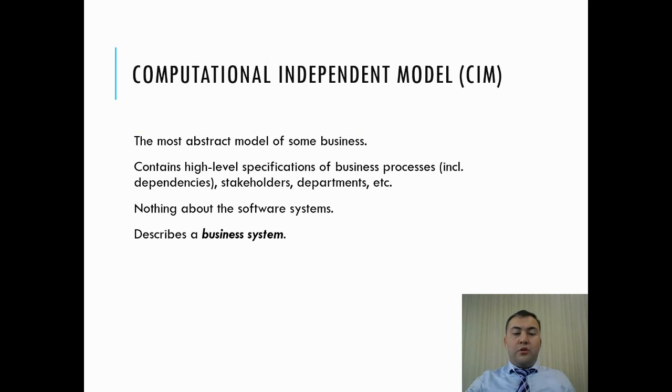A computation-independent model represents the most abstract model of some business. It can be written using some natural language like English. The CIM is written using high-level specifications of business processes, including dependencies, stakeholders, departments, and so on. It does not at all mention anything about the software system. However, it does describe a business system in general terms.